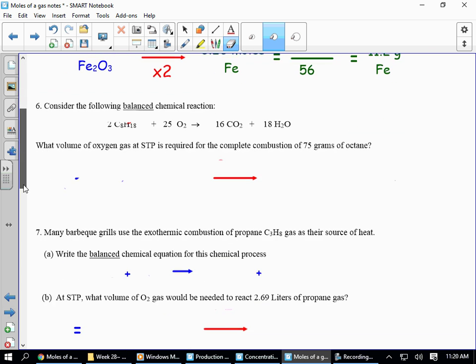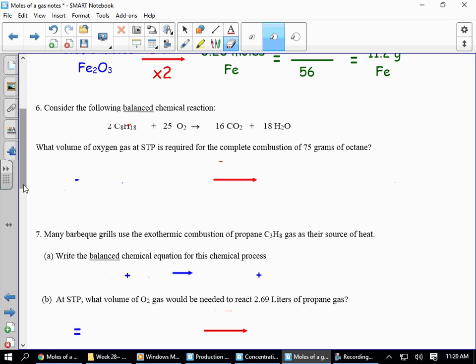All right, pause the program. Try number 7. All right, it is balanced. I'm trying to give you a tricky ratio here to see what you do with that. I want to know what volume of oxygen gas is required for the complete combustion of 75 grams of octane. Okay, octane being right here, so the first thing I know the most about octane. I can divide 75 grams by the formula weight of octane. When you do that, you get 0.66 moles.